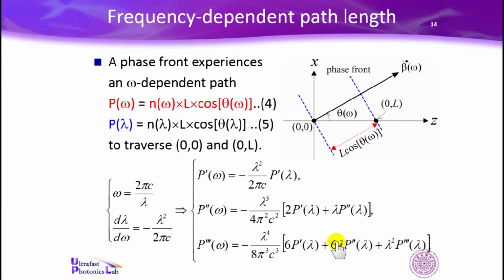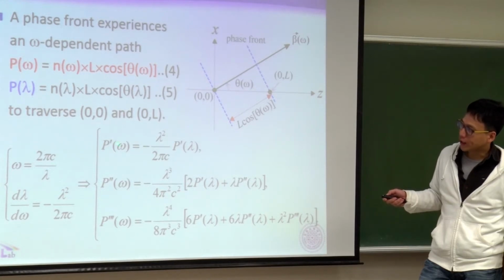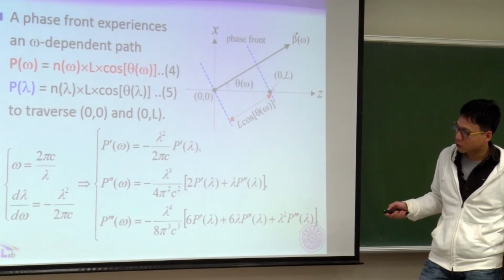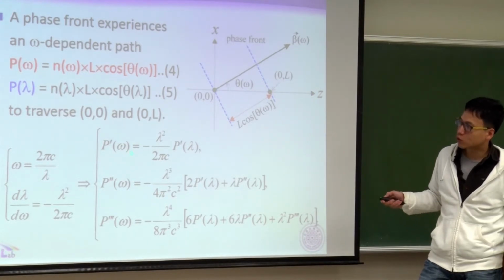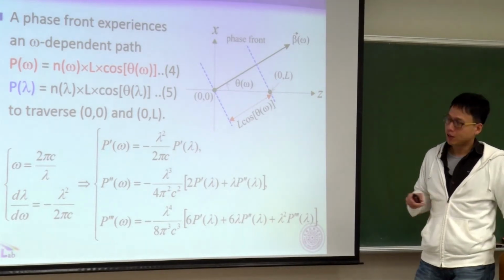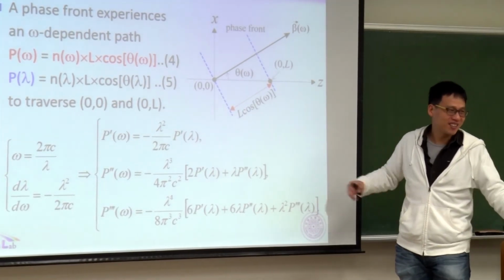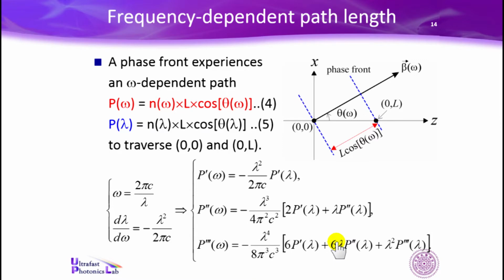So in terms of formulas, you have seen this relation between omega and lambda, first order derivative. You can relate the first order, second order, and third order derivatives of path length with respect to omega to the derivatives of path length with respect to lambda. The higher the orders, the more terms you need to relate these two groups of formulas. Okay, any question?